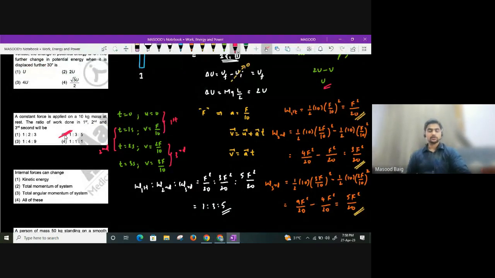1:3:5. So a constant force has been applied, right, on an object of mass 10 kg. They're asking what is the work done in the first second to the second second to the third second. So what we can do in this situation? Because of this constant force, we are going to have constant acceleration. So I have found out the speed after 1 second, 2 seconds, and 3 seconds. What is the meaning of first second? From 0 seconds to 1 second will be the first second. From 1 second to 2 seconds will be the second second. From 2 seconds to 3 seconds will be the third second. So I have utilized that work done will be the change in kinetic energy of the system. Clear, everyone?